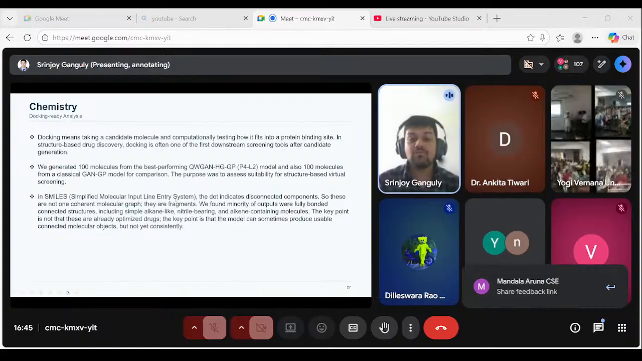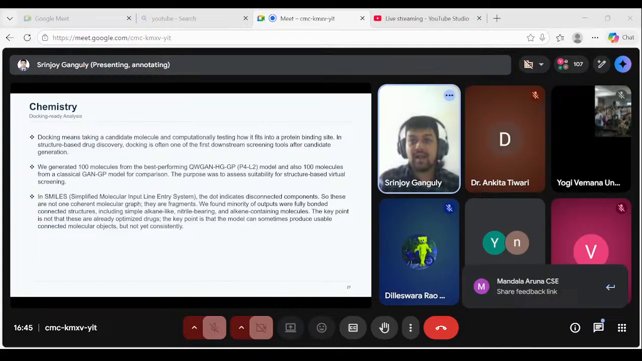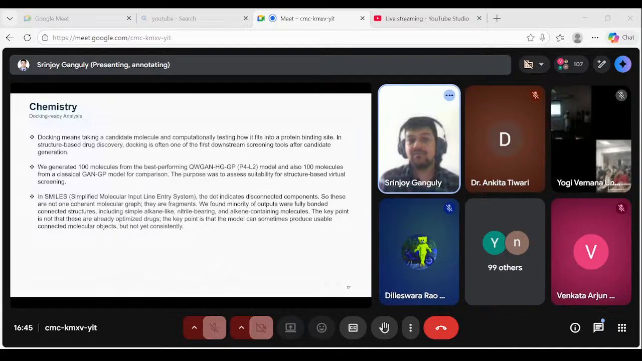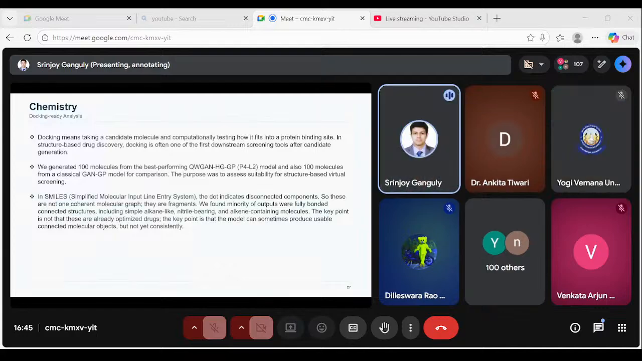what our model gave us, and also 100 molecules from the classical GAN model, not quantum, so the classical one. And then the purpose was we wanted to check the suitability for structure-based screening. So docking ready analysis basically gives you the screening.